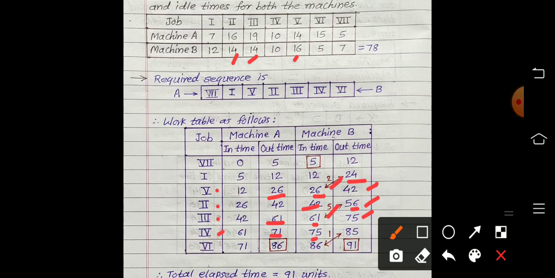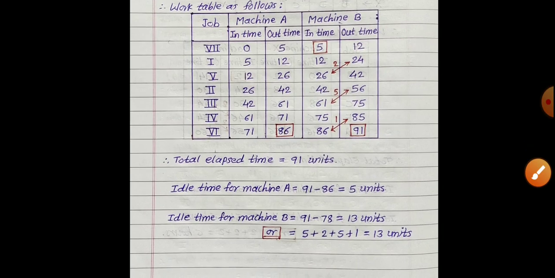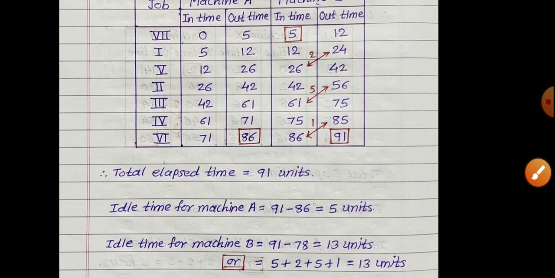Job number 4 requires 10 hours. So 75 plus 10, that is 85. And here again 85, but here 86. So we take 86 as the greater number. Here the difference is 1. So 86. Now job number 6 requires 5 hours on machine B. So 86 plus 5, 91. So what is this 91? Total elapsed time. So the total elapsed time is 91 hours.